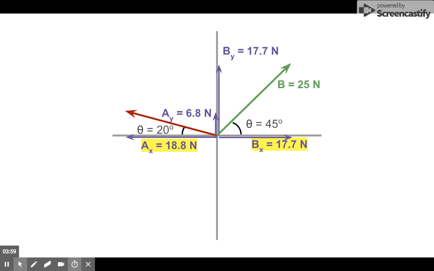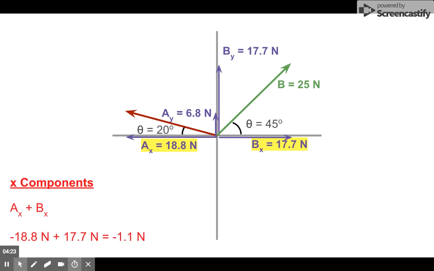All right, so the next step of this process, once you've resolved your vectors into their x and y components, is to add or subtract the component vectors. We're going to do this in each direction. So let's look at the two x components from these two vectors. I've got one that is negative 18.8 newtons, that's the one pointing to the left, and one that is positive 17.7 newtons. The combination of those two values is minus 18.8 plus 17.7, or negative 1.1. That is the sum of my x component vectors.